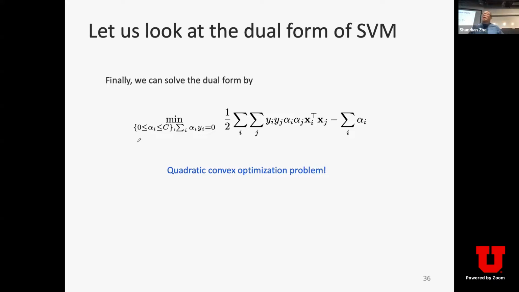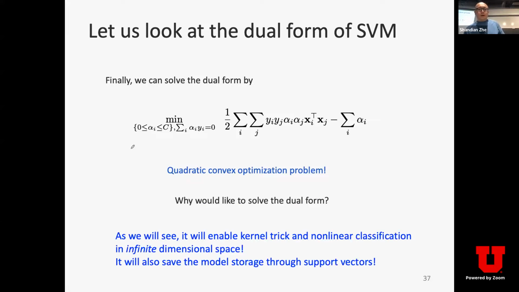Okay, so how to solve this problem? This is a standard convex optimization problem. It's called a quadratic optimization problem. That means we actually do not need to worry about how to solve it. There are a lot of very mature and fast optimization packages that can solve that. So as long as we derive such a form, we can call any off-the-shelf quadratic convex optimization package to solve that problem.